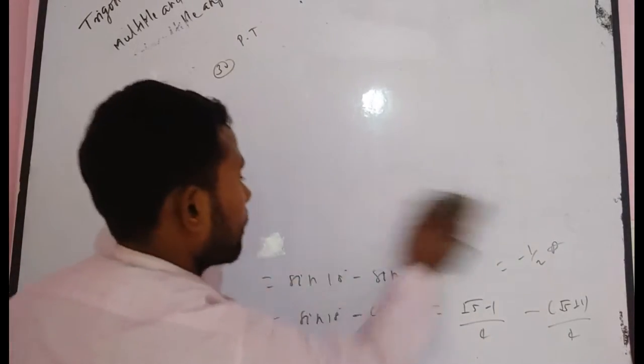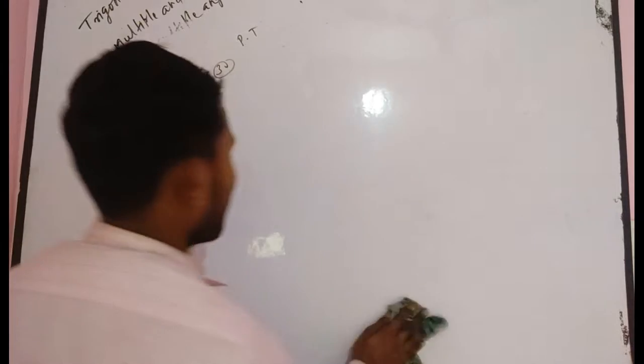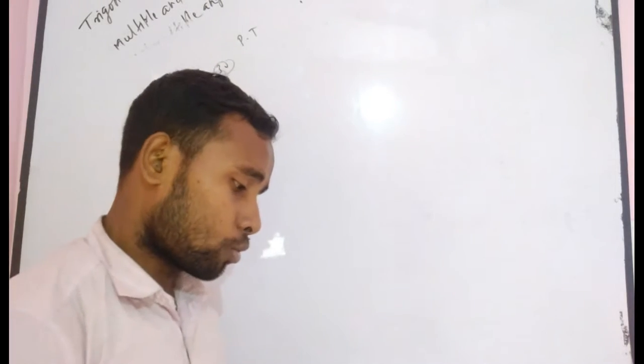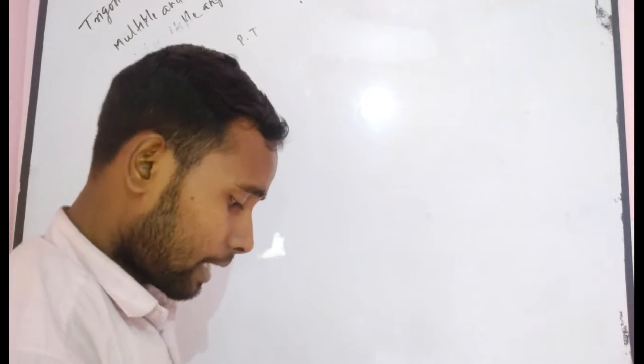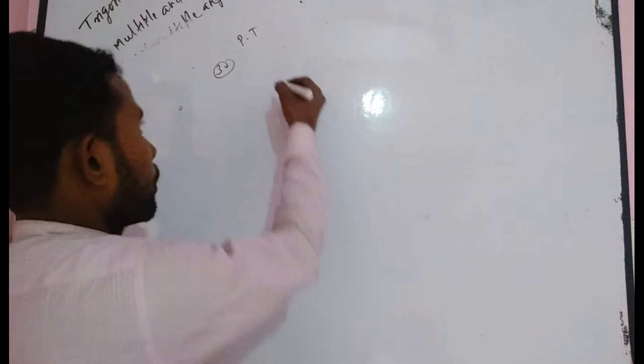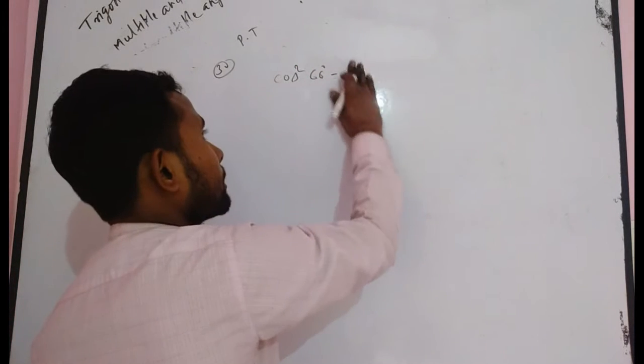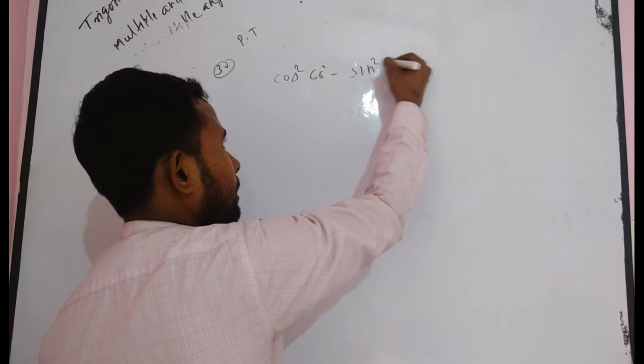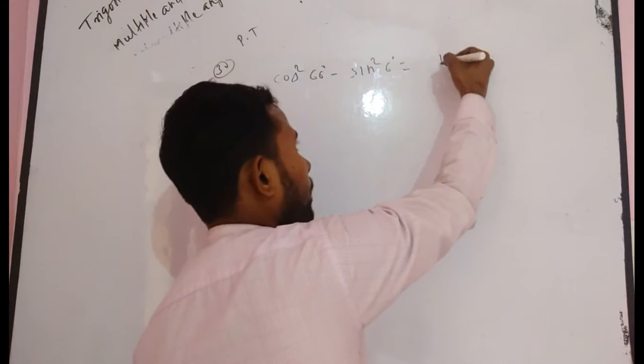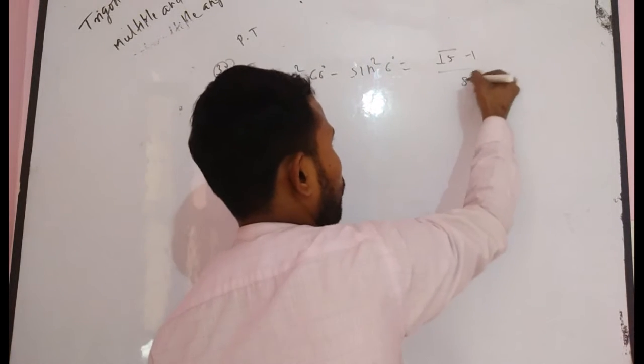Now I take the second problem of 30. In the 32, there is given, you have to prove cos square 66 degree minus sin square 6 degree is equal to root 5 minus 1 divided by 8. You have to solve it.